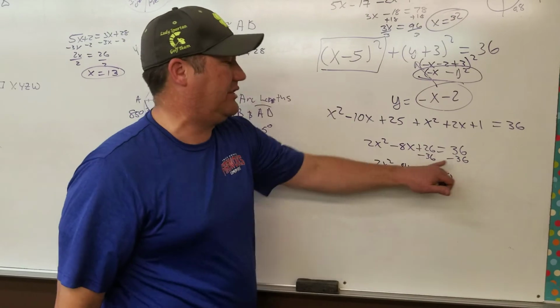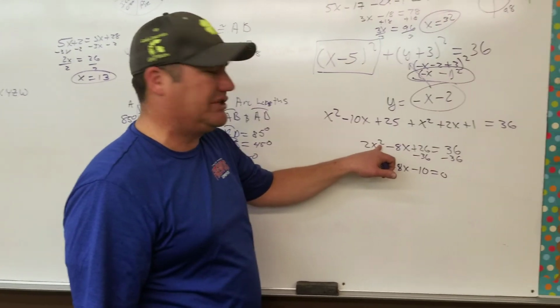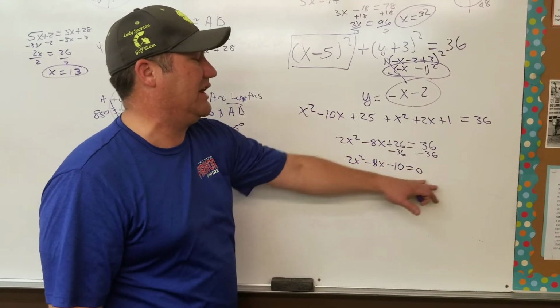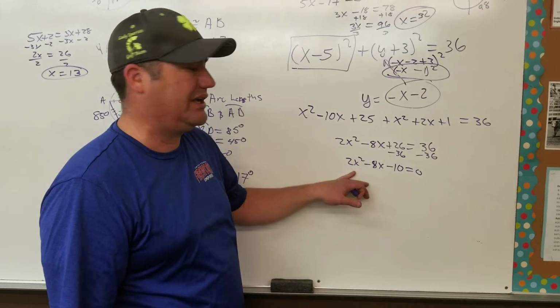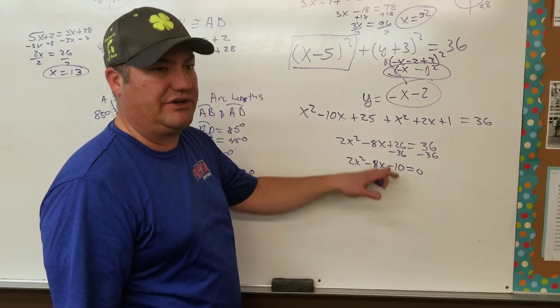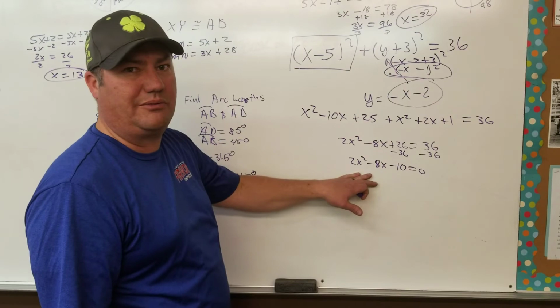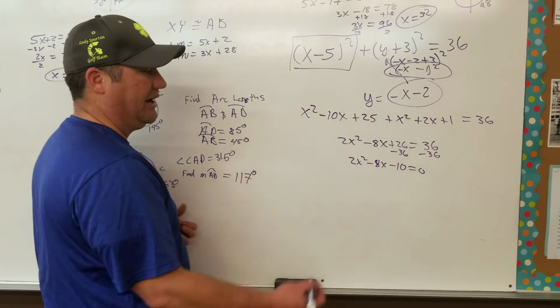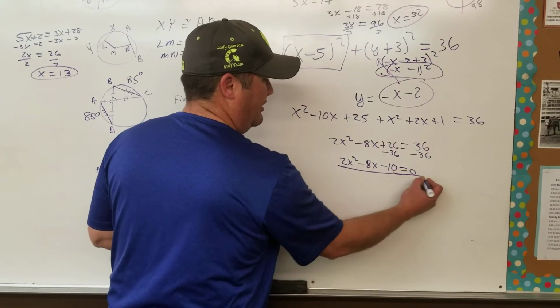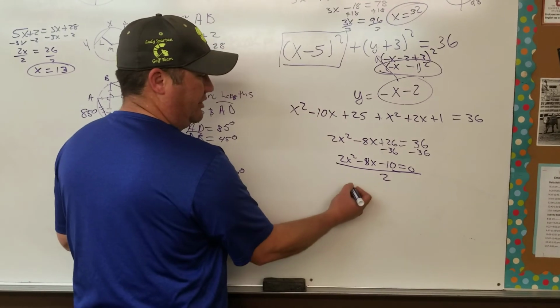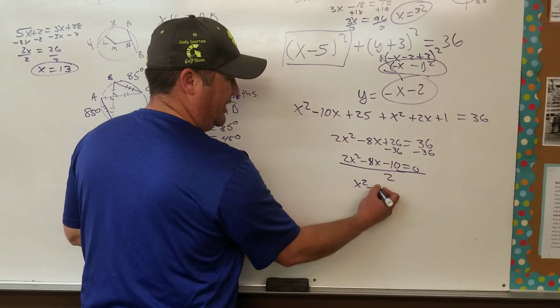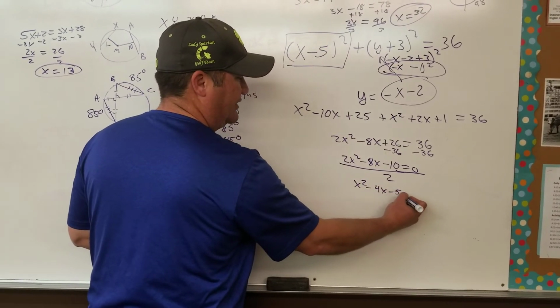The reason I subtract 36 from both sides is I notice I have a square. That tells me I've got to set it equal to 0. It's a quadratic. I'm either going to solve this by factoring or quadratic formula. You could do quadratic formula right now. I'm not going to do that. I'm going to divide everything by 2. So I'm dividing every single term by 2. That ends up being x squared minus 4x minus 5 equals 0.